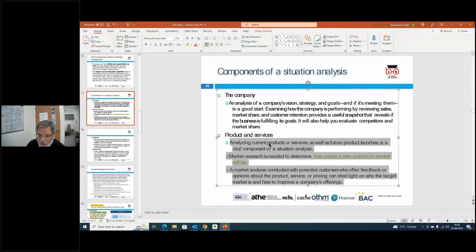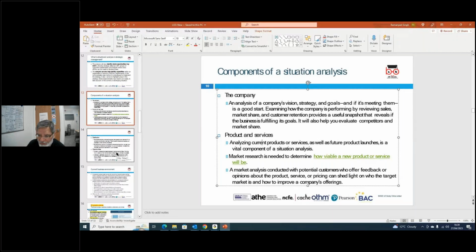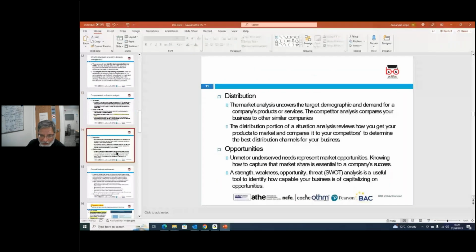Products and services. What are they producing? Have they done any research, a market analysis? Did they conduct any feedback? Did they get any data on situation analysis? The third one is the distribution, i.e. distribution channels.